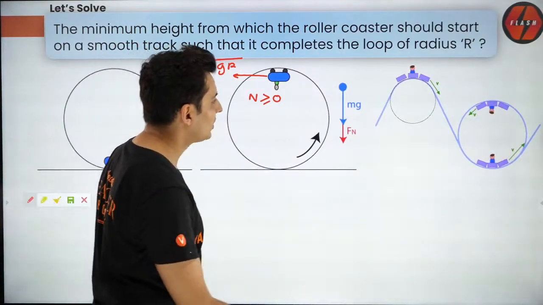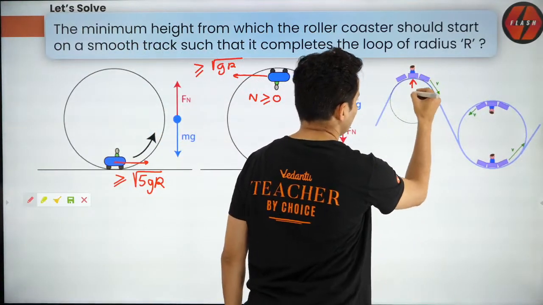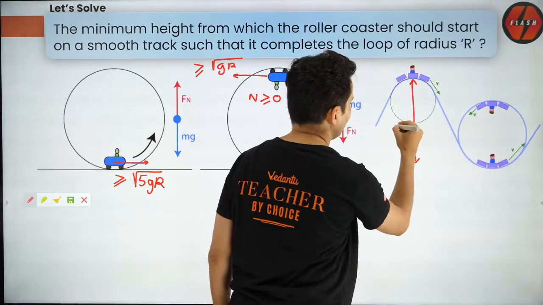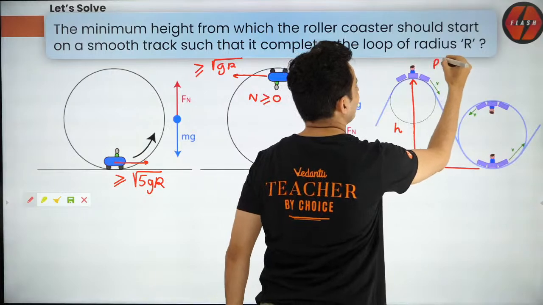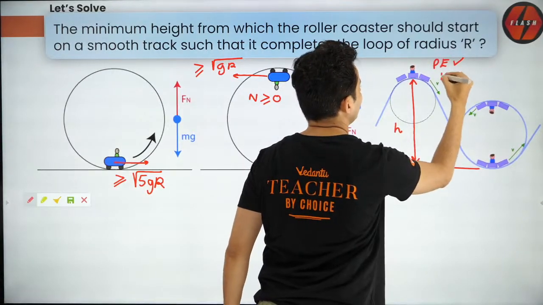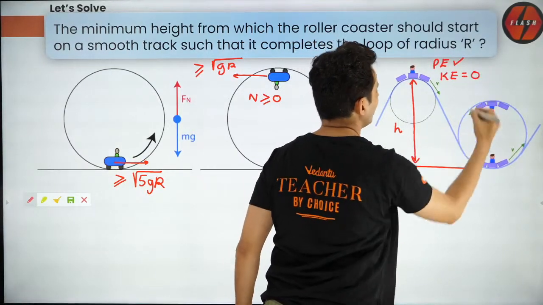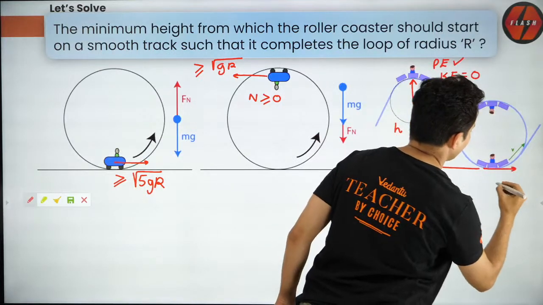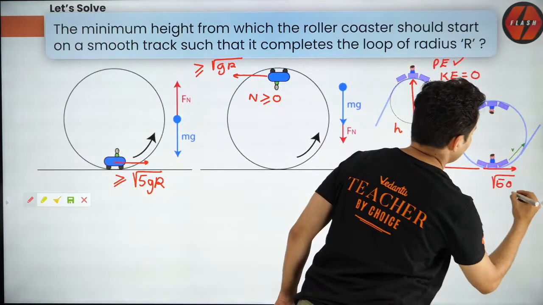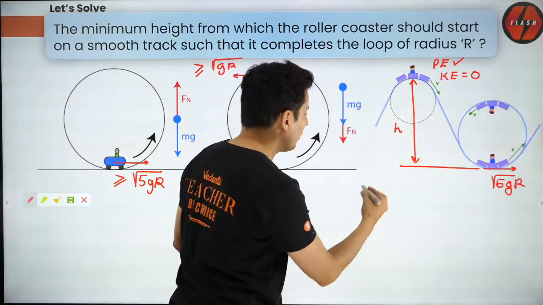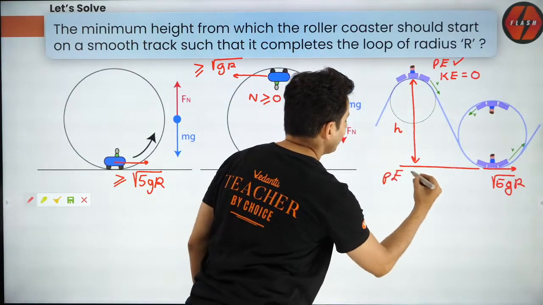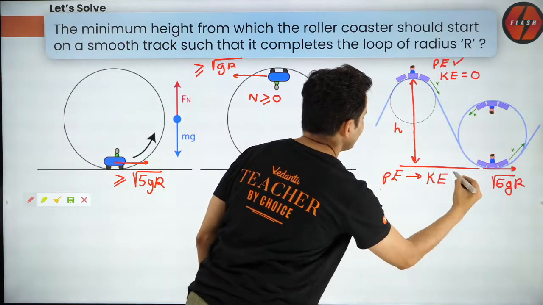So now the only part remaining is looking at it from the energy perspective. What is there over here? Potential energy. Kinetic energy is 0. Over here, by the time he comes down, he has kinetic energy, with speed root 5 GR. So just use potential energy converted into kinetic energy. That's it.